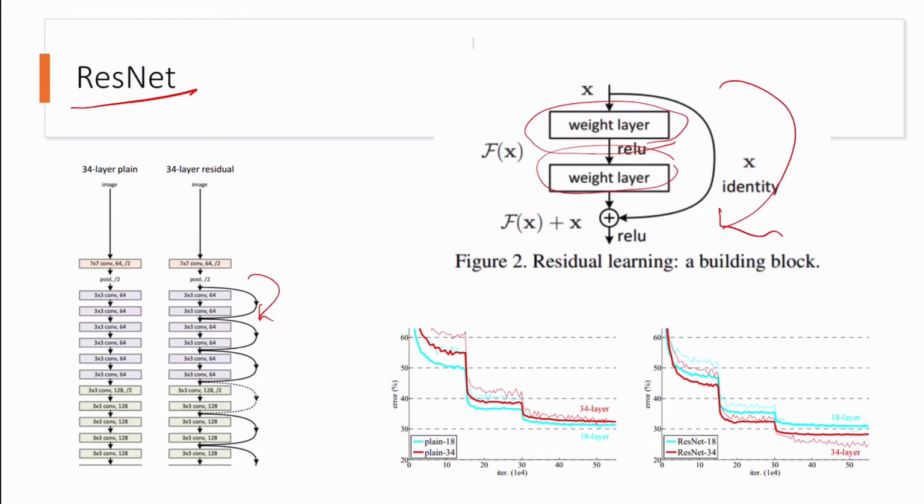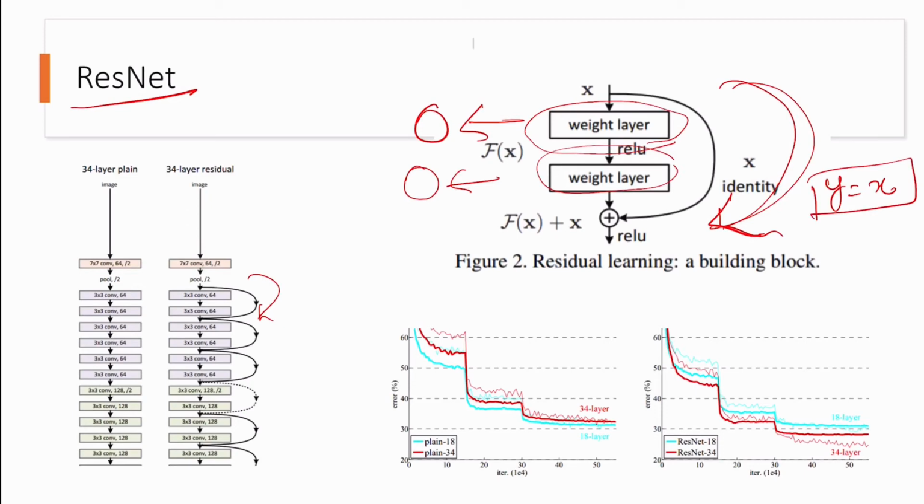A skip connection allows the model to drive the non-linear layer weights to 0 and achieve an identity mapping. So if the model wants to achieve a function y equal to x, this residual connection will enable the model to do that. After adding these shortcut connections, the model with more layers performed better than the model with fewer layers.